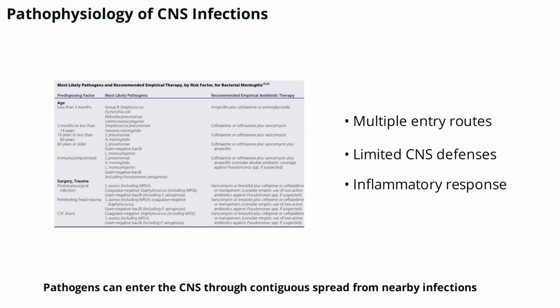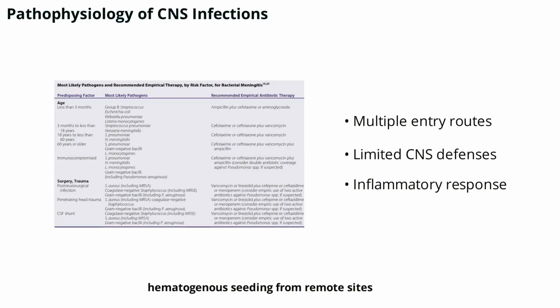Pathogens can enter the CNS through contiguous spread from nearby infections, hematogenous seeding from remote sites, direct inoculation during trauma or surgery, or reactivation of latent infections. Once inside, they replicate due to limited host defenses, triggering an inflammatory response that can cause significant neurologic damage.